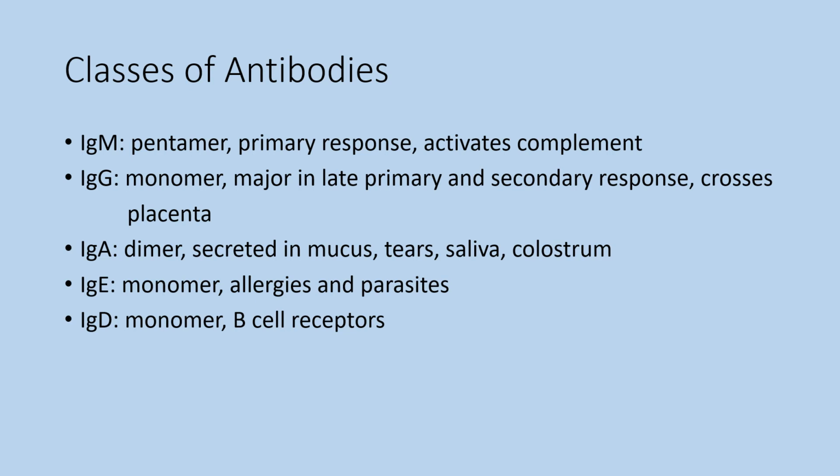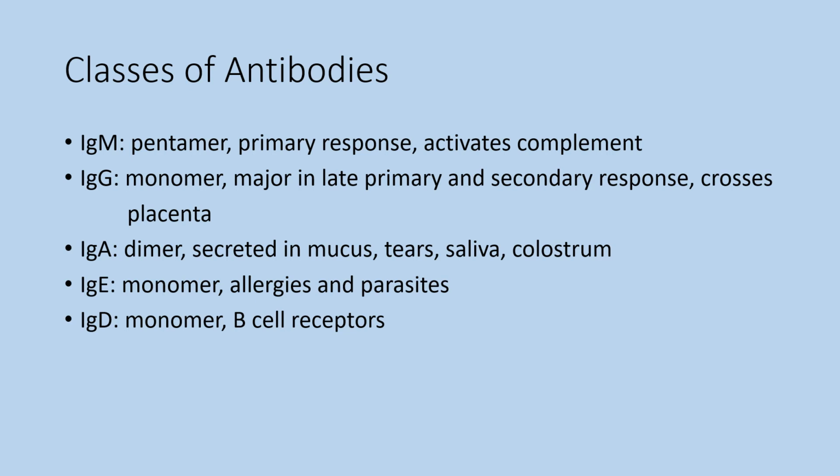IgG can also cross the placenta, which means some of those antibodies from the mother can cross the placenta and provide some protection for the developing fetus. IgA is a dimer. That means you have 2 of them. The stems connect together. IgA is found in mucus and tears, saliva. It's found in colostrum in that breast milk, so that's why it's able to provide protection for the newborn if the mother is breastfeeding. IgE is a monomer.